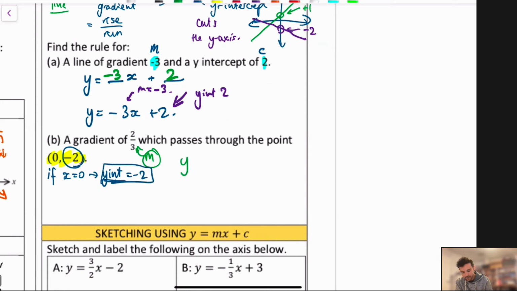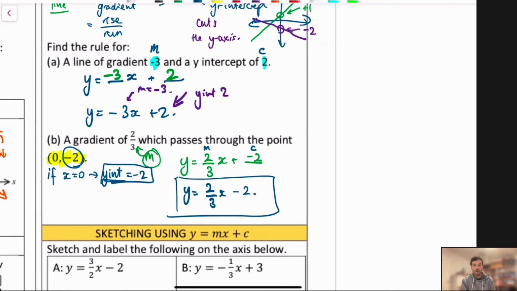Now, what I like to do is something x plus something, and substitute in what we know. Now, this, remember, was the m part, and this is the c part. So this is going to be 2 on 3 plus -2. Let's clean this answer up. Plus and negative just becomes negative. And there's our answer. Y is equal to 2 on 3 x take 2.